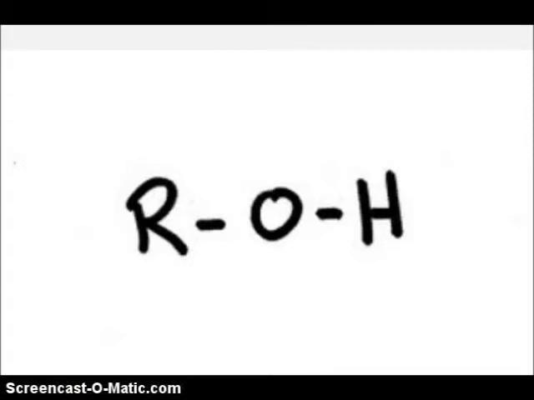With an alcohol functional group, we will find an oxygen bonded to a hydrogen atom. Here's an example of a molecule with an alcohol functional group. We can see the functional group is right here. That's the OH. And we can see that the R group in this case would be a methyl. That's a carbon with two hydrogens bonded to it. So this would be called methyl alcohol or methanol.